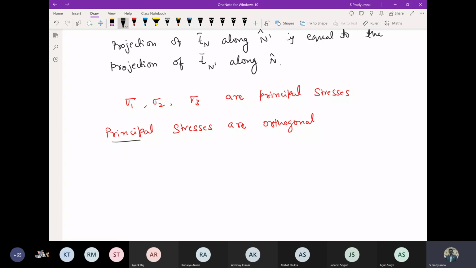Now let us assume that n and n dash are two normals corresponding to principal planes.